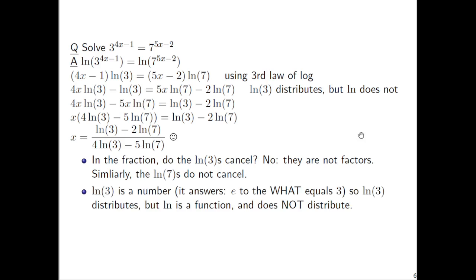Just going back to the thing we said here, ln of 3 is a number. Remember, it's really the answer to the question e to the what equals 3. So ln of 3 is a number and therefore distributes. The work here is the same as if you had 4x minus 1 in parentheses times whatever, like 25. So ln of 3 is a number and distributes, but ln is a function and does not distribute or factor. You can't factor out the function. That doesn't make any sense. You can't distribute the function. But ln of 3 is a number and distributes.